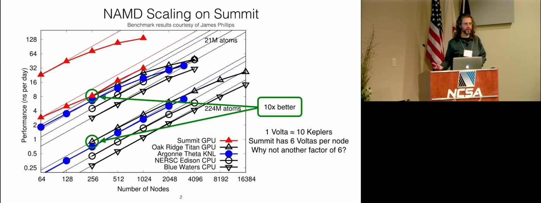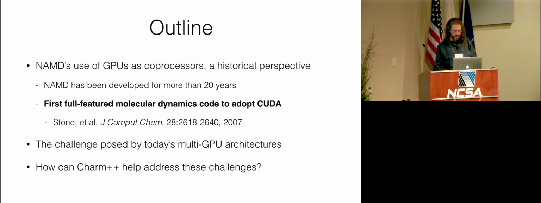However, we can really think in terms of the GPU compute power, 1 Volta being about 10 Keplers. And Summit has 6 Voltas per node, so why isn't there another factor of 6? Well, the answer, of course, is that scaling to multiple GPUs is difficult. But we have some work on NAMD to really make good use of the GPUs.